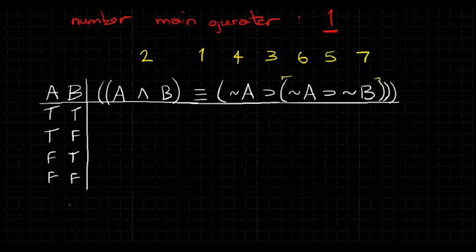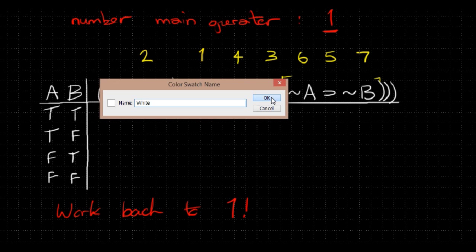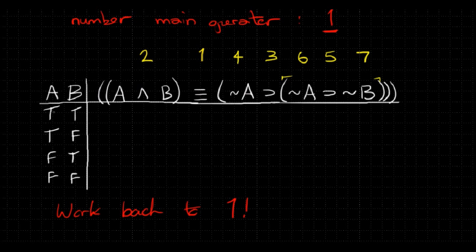And when I'm doing this, I'm always going to work back to 1. Okay, so I'm going to start with 7. Now my rule for negation is that it reverses the truth value. So true is going to go to false, true, false, true. So that's my first one done. 6 is next. So not A is going to be false, false, true, true.